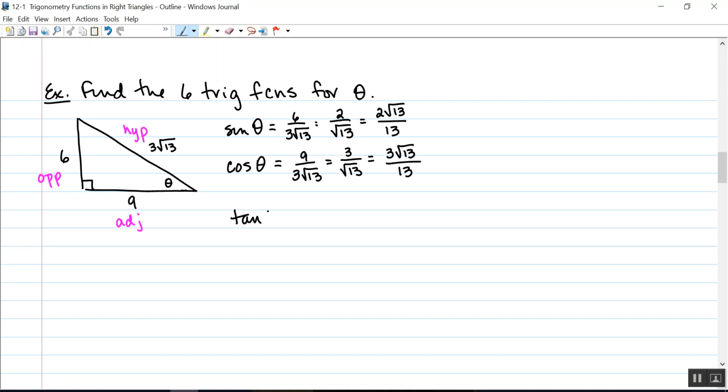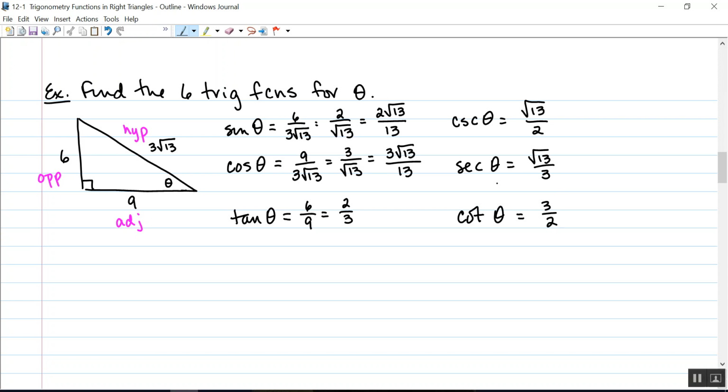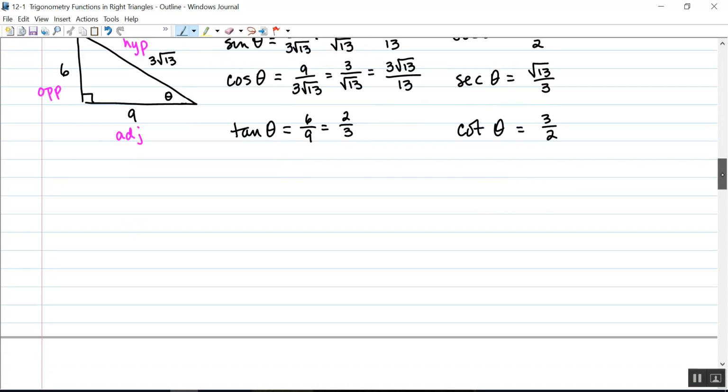And tangent of theta, tangent being opposite over adjacent, is going to be 6 over 9, or 2/3. Now, to make this easy, cosecant of theta, remember that's the reciprocal of sine. So I'm going to go back to this value here, 2 over the square root of 13, flip that, so the cosecant of theta is square root of 13 over 2. The secant of theta is the reciprocal of cosine, so I'm going back to 3 over square root of 13. So this is going to be square root of 13 over 3. And cotangent of theta is the reciprocal of tangent, or 3 over 2. So I don't actually have to calculate those. I can just flip the original first 3.